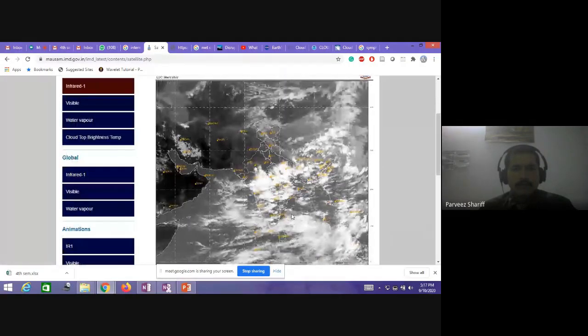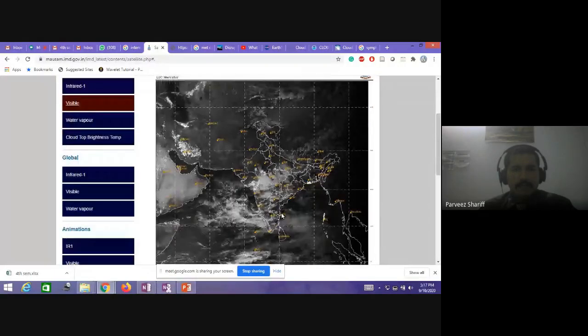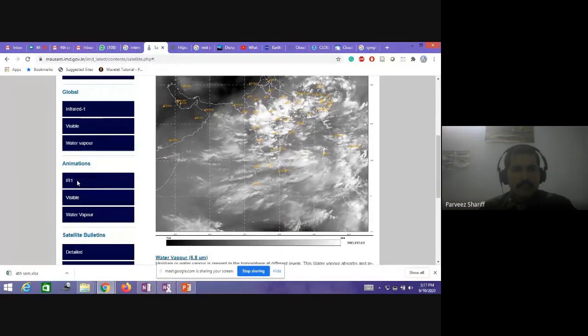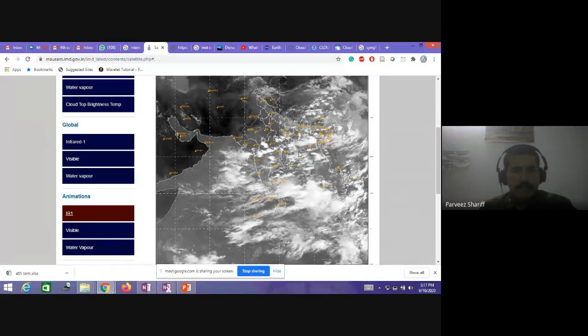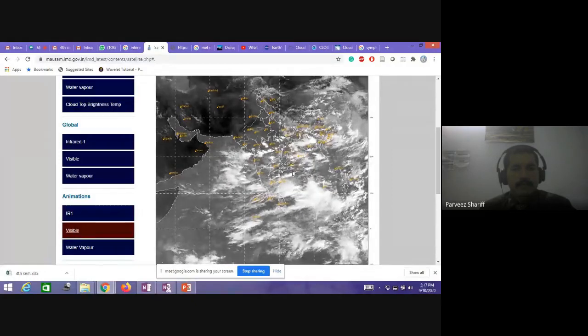This image, whatever you are seeing here, is captured from the infrared camera for the Asia sector, and this is the visible range, and you can see there are slight clouds here and the water vapors like this. You can explore this, and if you want to see the entire globe, the globe is again pointing towards India, but it still covers the surroundings of India, and we can see some animated motion of infrared, a few images captured through the infrared camera, and then this is the visible range.